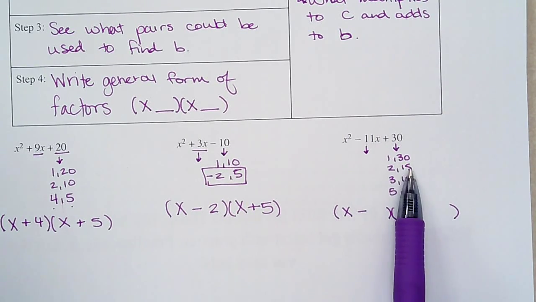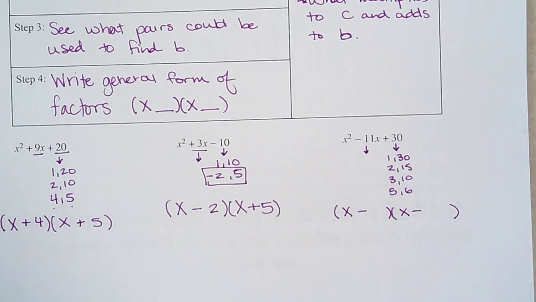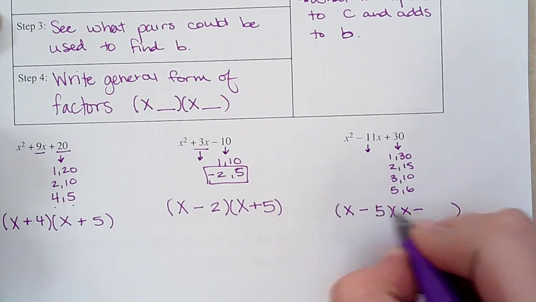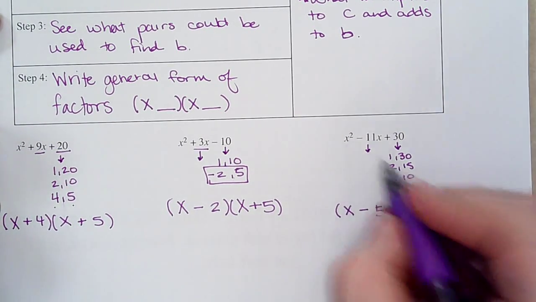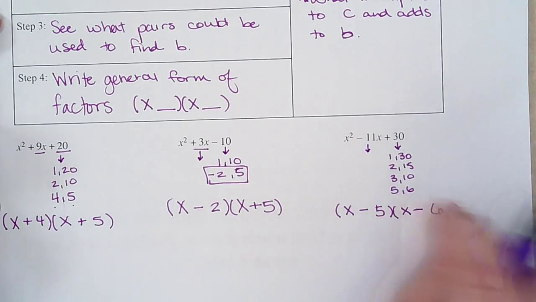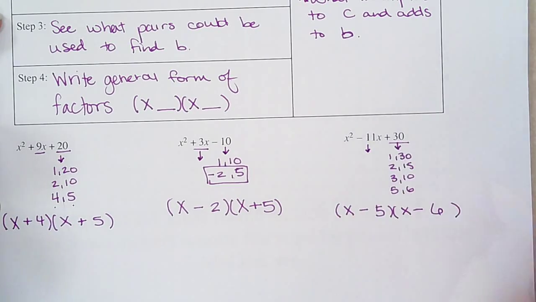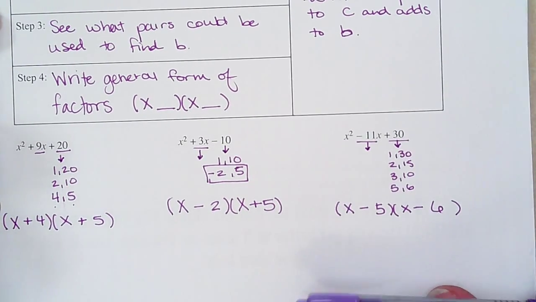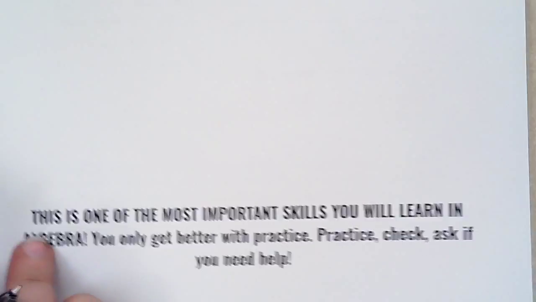Well, 2 and 15 don't make 11. 3 and 10 don't make 11. But a 5 and a 6, or a negative 5 and a negative 6, do add up to that negative 11. So it's a lot of searching for those patterns. What multiplies to C and adds to B? All right, let's flip it over and keep going.